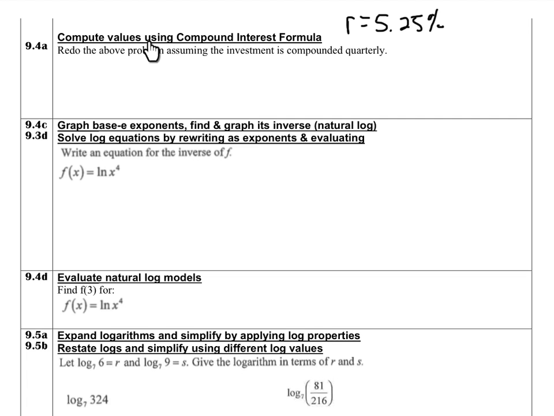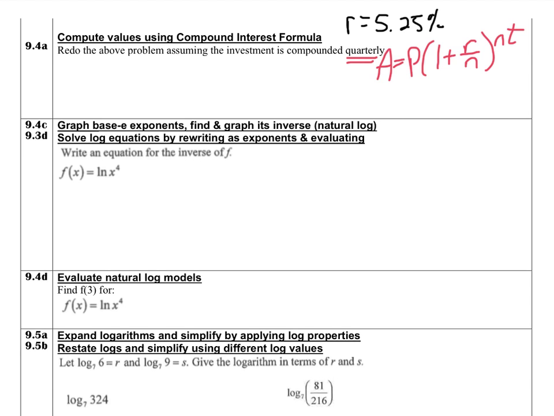9.4a, compute values using the compound interest formula. So what they're going to have us do is redo the problem we just did that used the 5.25% interest to triple an investment. But now they want us to compound quarterly. So remember that formula was A equals P times (1 plus r over n) to the nt.